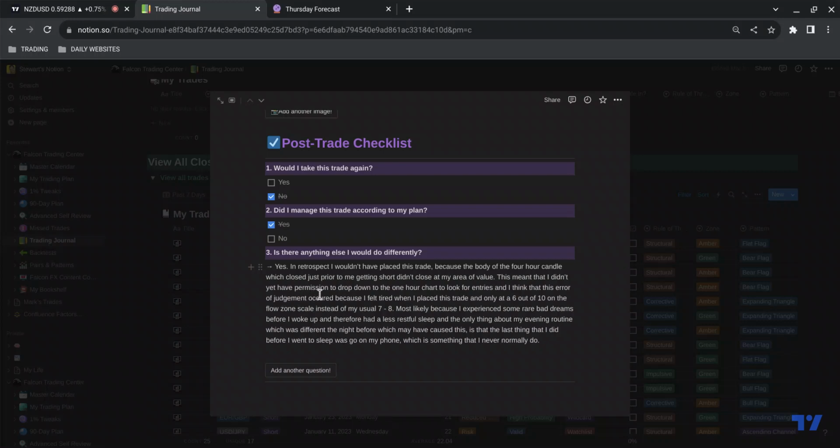And I think this error of judgment occurred because I felt tired when I placed this trade, and only at a 6 to a 10 on the flow zone scale instead of my 7 to 8. Those of us who trade the Falcon strategy track our mental state, we track our flow zone. And so why did this occur? Most likely because I experienced some rare bad dreams before I woke up, and therefore had a less restful sleep. And the only thing about my evening routine which was different the night before, which may have caused this, is that the last thing I did before I went to sleep was go on my phone, which is something that I never do.